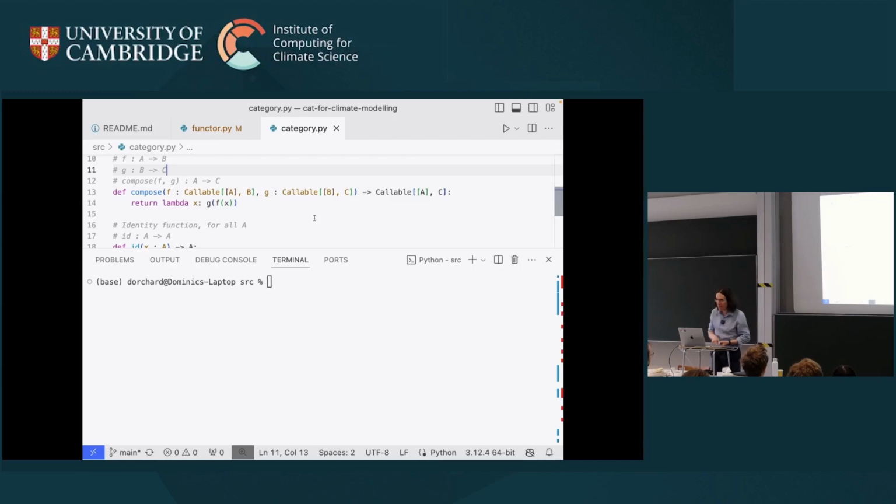So let's see then how the composition and the identities work. Yes, Robert. Is a morphism from one object to another unique, or can you have multiple morphisms? No, absolutely, you can have multiple morphisms. It doesn't have to be unique.